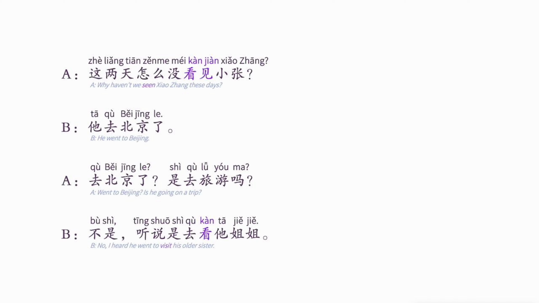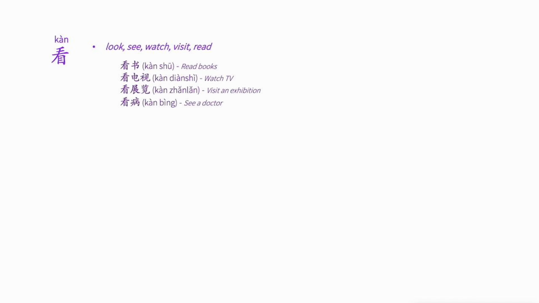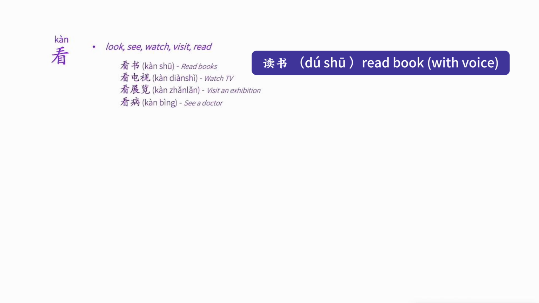Let's take a look at this 看. The basic meaning of 看 is all of the actions related to our eyes. Look, see, watch, visit, read. 看书, 看电视, 看展览, 看病. When we 看书, we are using our eyes to watch the books. But if you want to emphasize reading a book loudly with your voice, that one is 读书.